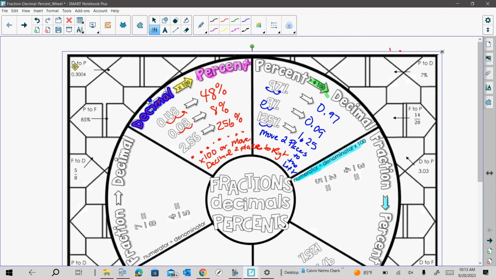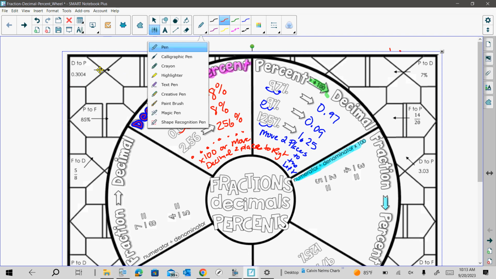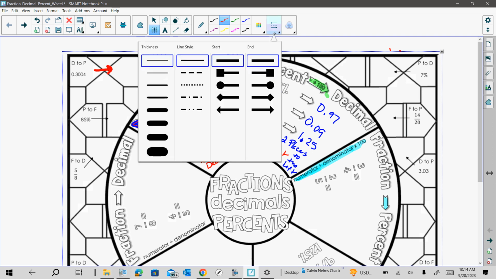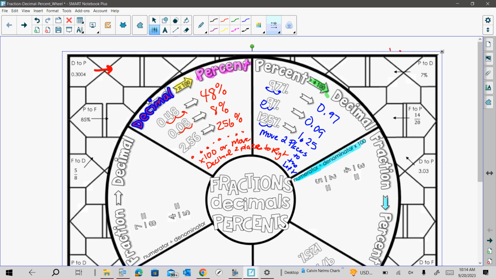Guys, you see right here it says D to P up here. So they want you to convert that decimal to the percent. If you see these arrows, they want the answer to go in that box. Okay, so if I'm doing decimal to percent, I can just times by 100. So this answer here, 0.3004, if I times that by 100, I get 30.04%.